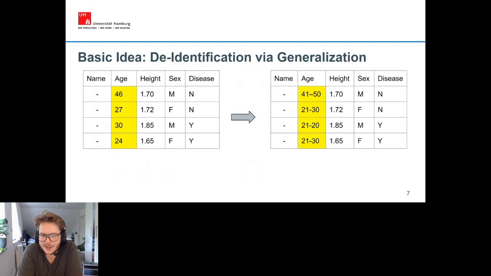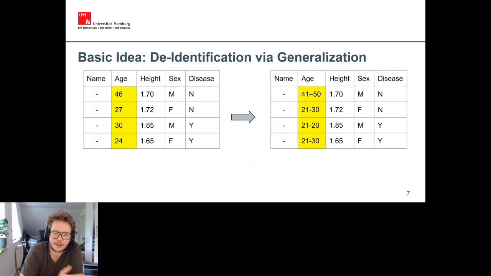No, wrong. Despite being binned, so more generalized, we can still see, okay, there's only one person in this table that is not in the range 21 to 30. So despite not stating the real age or the specific age, we still have the issue that you can clearly identify the person in the first row, right?